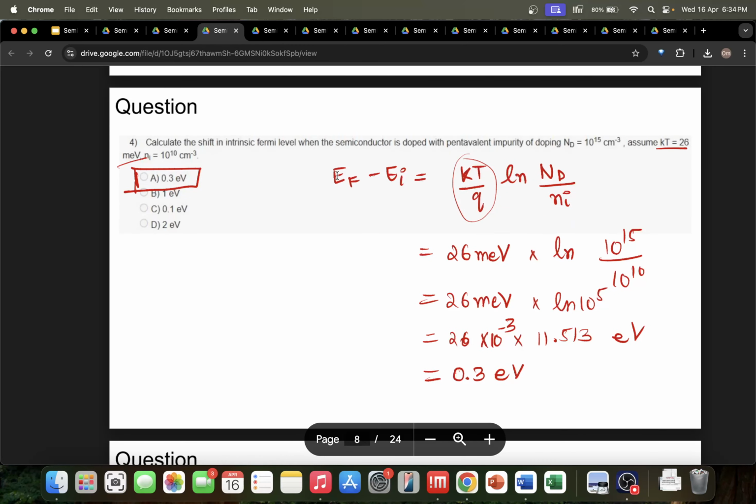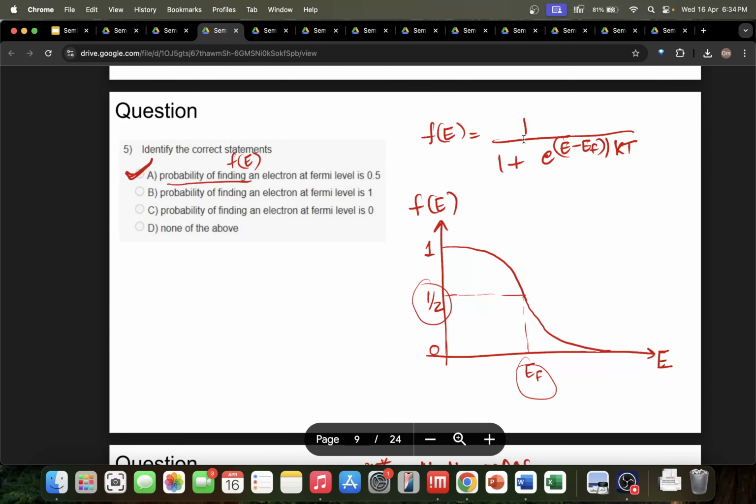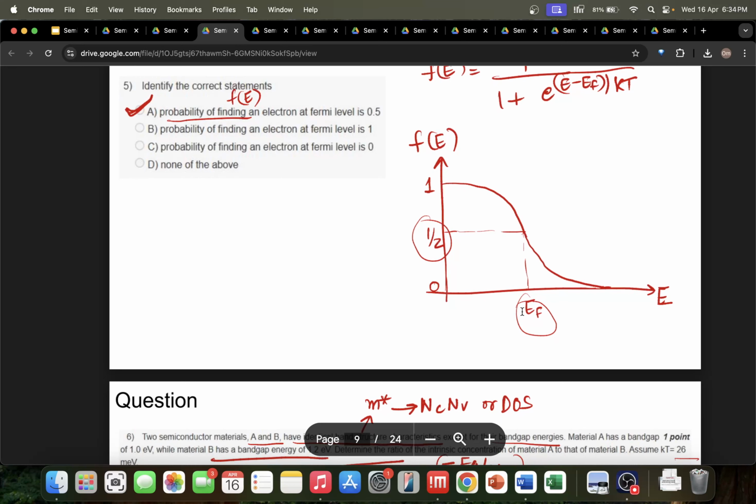We also saw the relationship for the difference EF minus EI. That is simply kT ln(ND by ni), which is important. We discussed the Fermi function. This function gives you the probability of finding an electron at an energy level E. So this is how the Fermi distribution looks. And at E equals EF, the probability of finding the electron is 1 by 2.